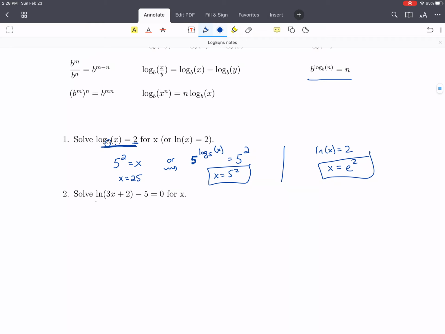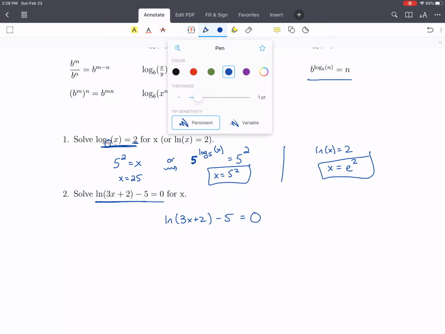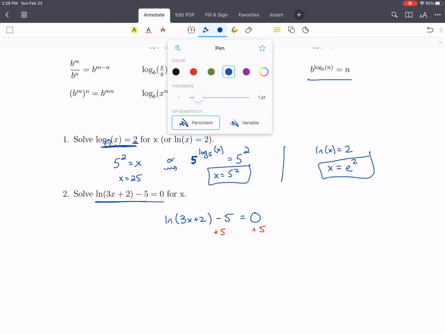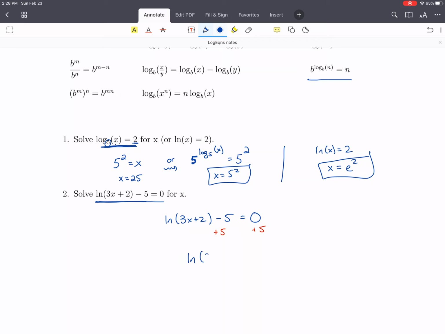But I could solve something more complicated, like if I wanted to know when a logarithmic function outputted 0. So the x-intercepts of this logarithmic function, maybe. So what I would do is I would isolate the logarithm. That would be my first step. So if I have natural log of 3x plus 2 minus 5 is 0, to isolate the logarithm, what I need to do is add 5 to both sides. So then I get natural log of 3x plus 2 is equal to 5.